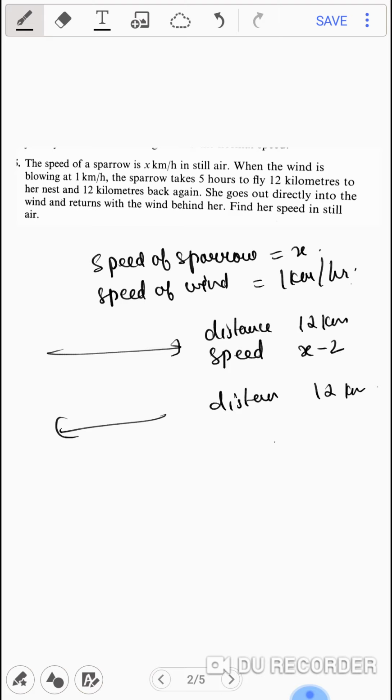But when the bird is coming back while returning, the wind is behind her. That is, wind is supporting her speed. So in that case, her speed will be, I'm sorry, I have written here 2, it is 1. Here, her speed will be x plus 1. Why have I taken x minus 1 and x plus 1?